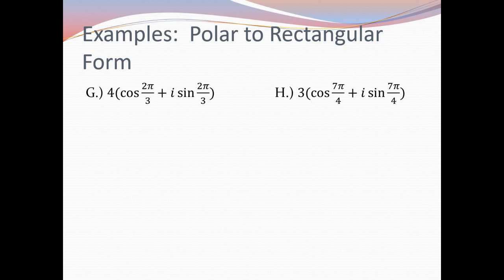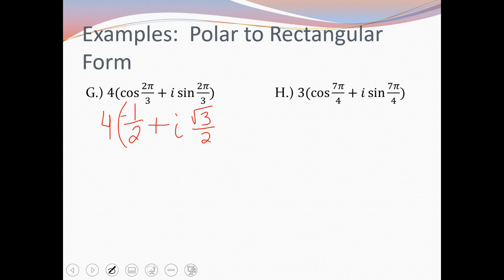So the cosine of 2 pi over 3 is 1/2. We are in the second quadrant, though, and cosine is negative, so it's negative 1/2. And put the I. Sine of 2 pi over 3 is square root 3 over 2. In the second quadrant, sine is positive, so we will leave it that, and then we will distribute that 4 into both of those things. 4 times negative 1/2 is negative 2, and 4 times that is 2 square root 3 I.